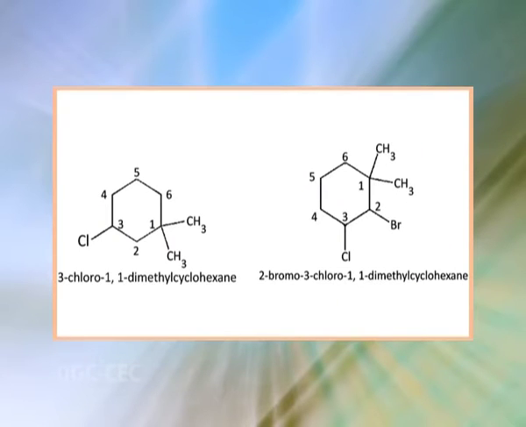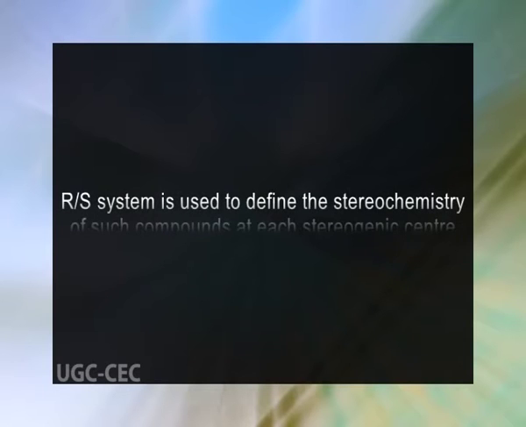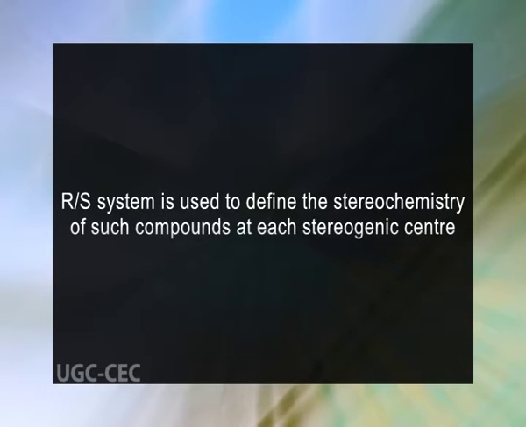For cycloalkanes having 3 or more substituents, the cis-trans nomenclature is ambiguous. The RS system is used to define the stereochemistry of such compounds at each stereogenic center. The EZ system of nomenclature should not be used to assign stereochemistry of cyclic compounds.